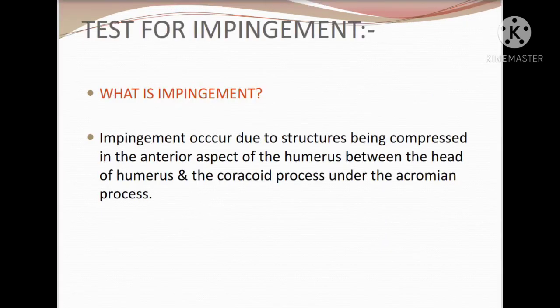Tests for impingement. What is impingement? Impingement occurs due to structures being compressed in the anterior aspect of the humerus, between the head of the humerus and the coracoid process under the acromion process.